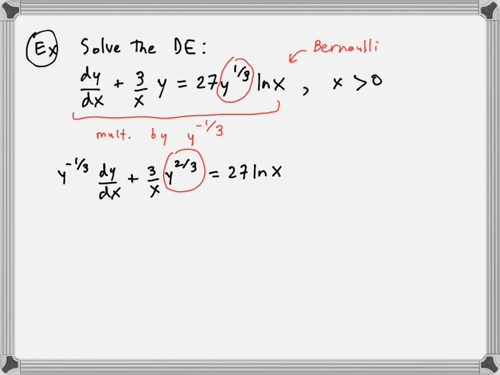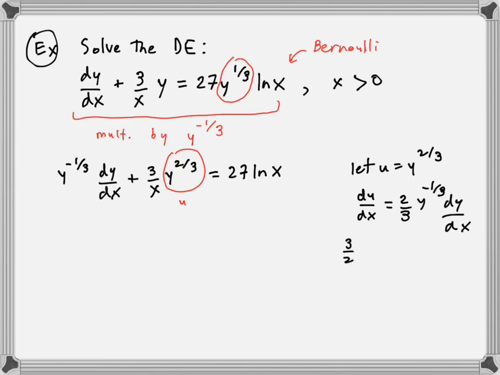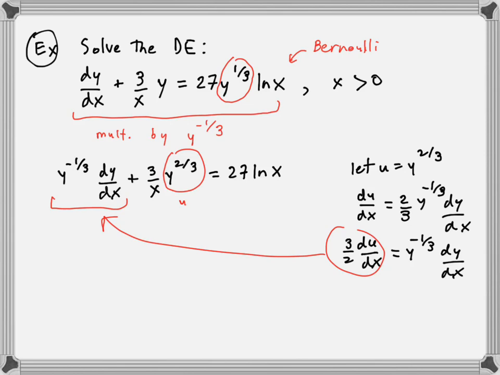Just let u equal y to the 2/3. So this means that du/dx is equal to 2/3 y to the negative 1/3 times dy/dx, or 3/2 du/dx is equal to y to the negative 1/3 dy/dx. So I'm going to replace that with this and replace the other guy with a u, and we end up with the following. 3/2 times du/dx plus 3 over x times u is equal to 27 natural log of x.